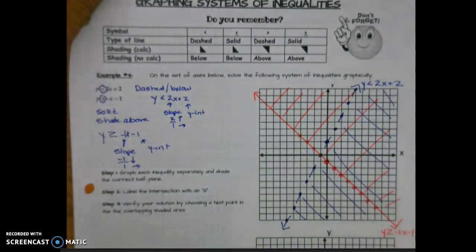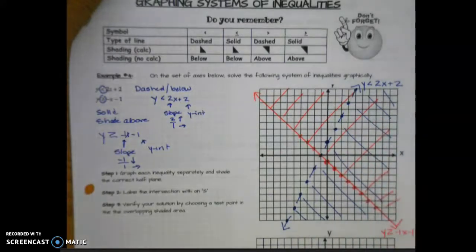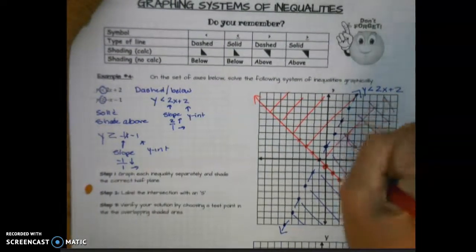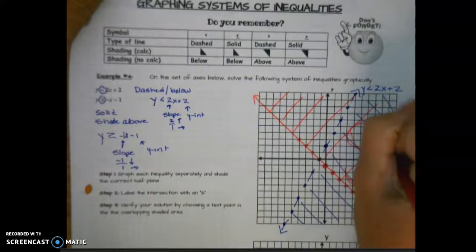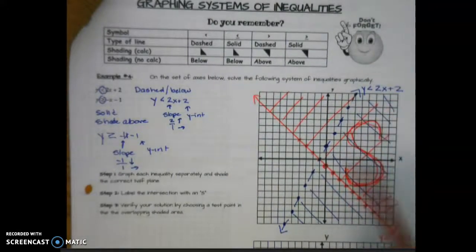Okay. Your last step is to label the intersection with a big S. So this whole double shaded region is considered your solution. So I'm going to draw a big S over here. S stands for solution. So any point in this double shaded region is considered a solution.